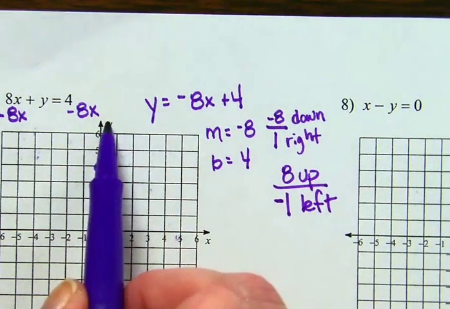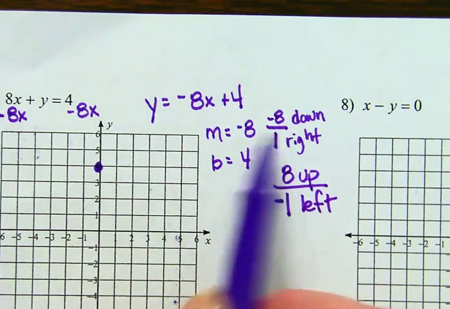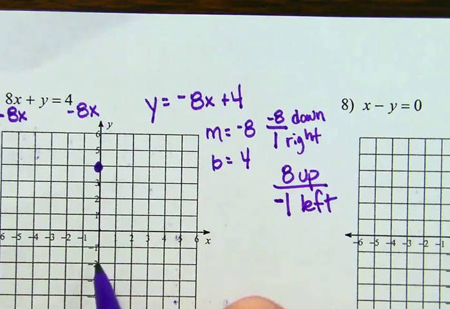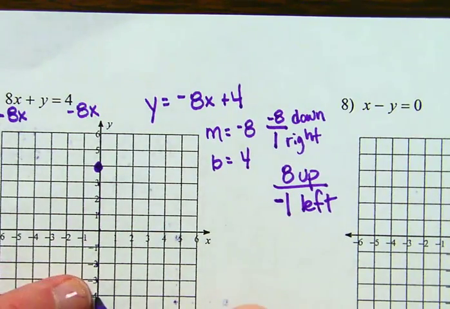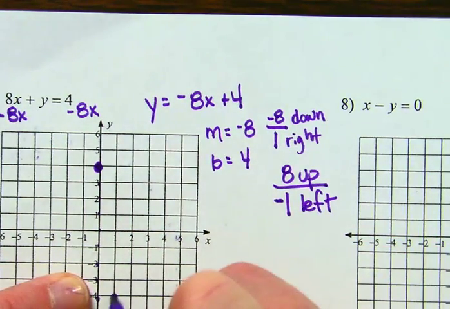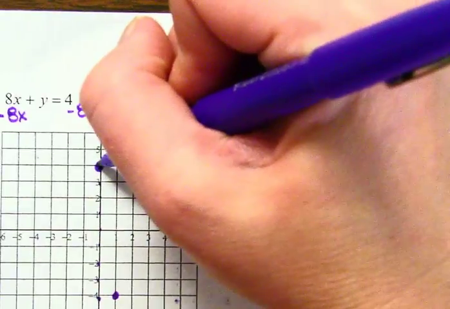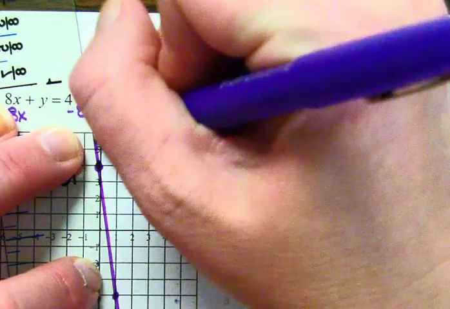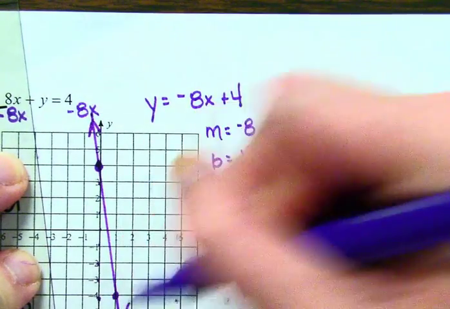Now I can't go up. I don't have the space, so I'm going to use this one. 8 down. 1, 2, 3, 4, 5, 6, 7, 8. Then I go 1 to the right. Graph it. Connect your dots. Those are the only two that will fit on this graph. Done.